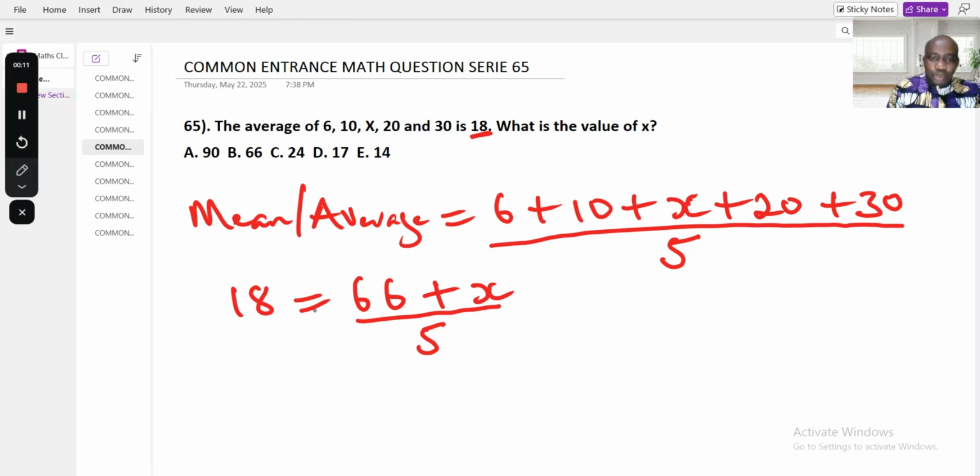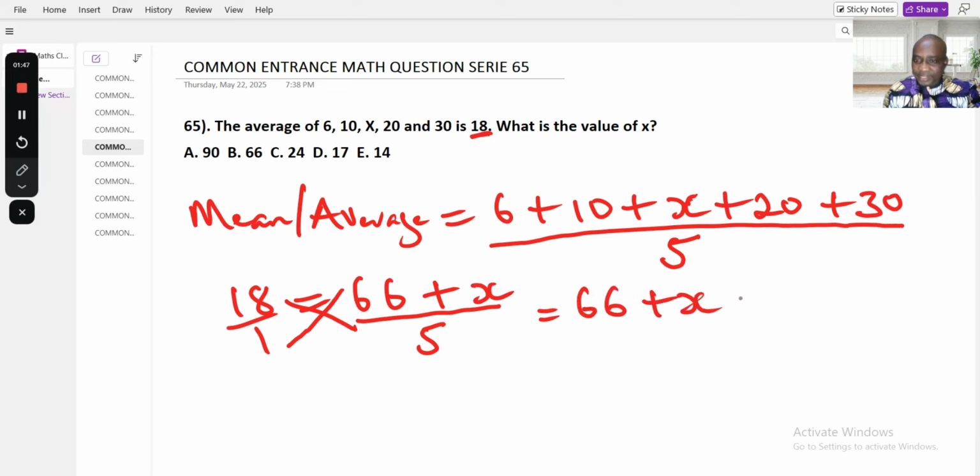The next thing we are going to do here is cross multiplication. Multiply this by this, multiply this by this. Now 66 plus x multiplied by 1 is going to give us the same thing. 66 plus x equals 18 multiplied by 5. What is 18 multiplied by 5? Let's multiply it under here. 5 times 8, 40. Remainder 4. 5 times 1, 5 plus 4, that is 9. It's going to give us 90.